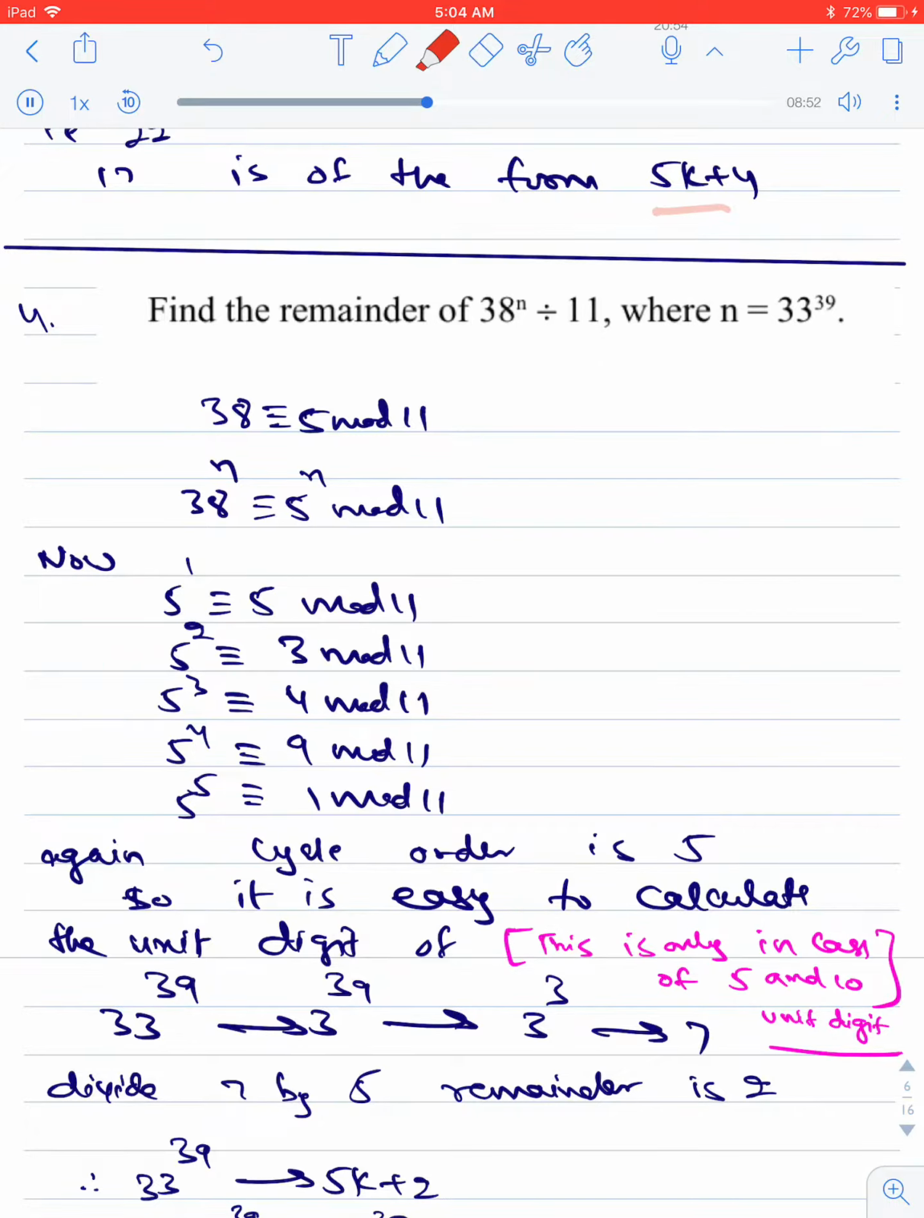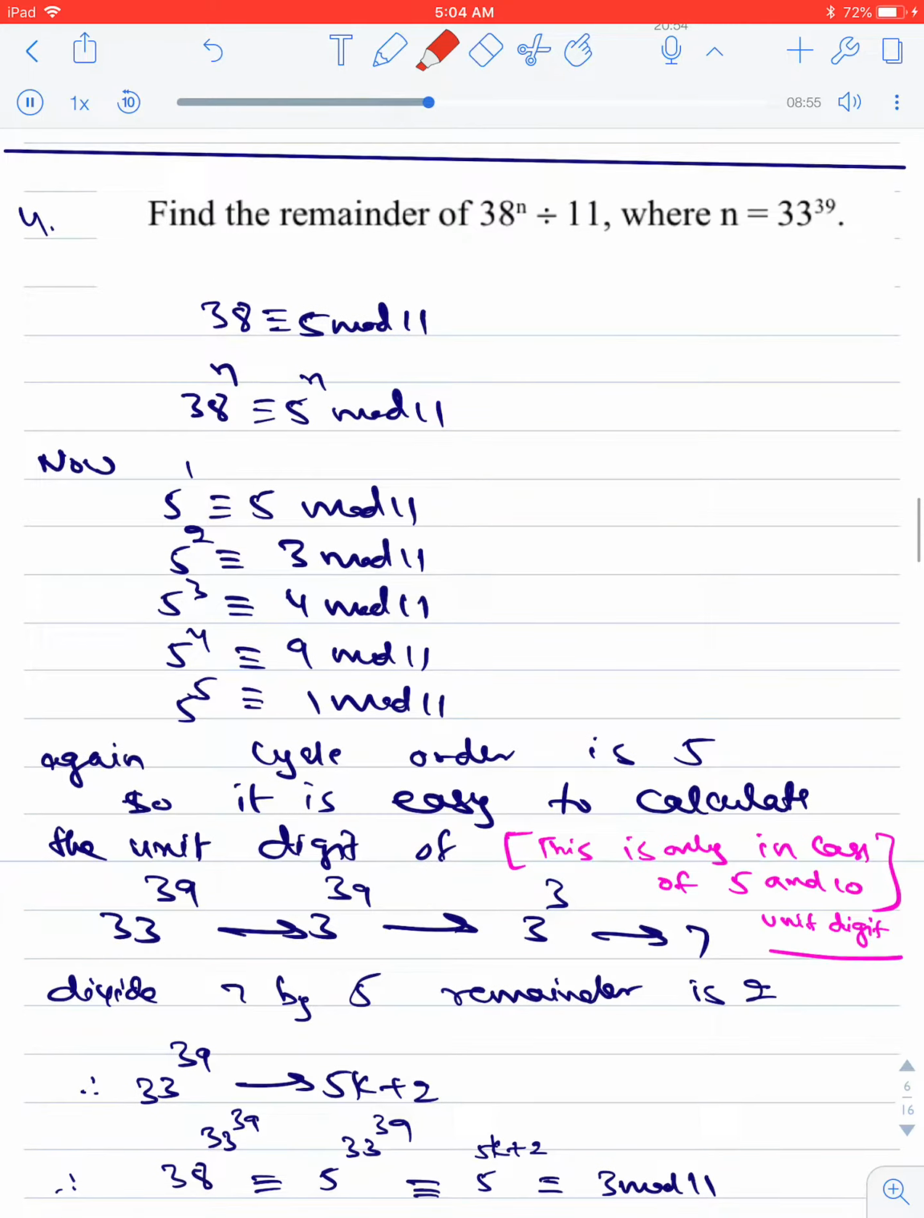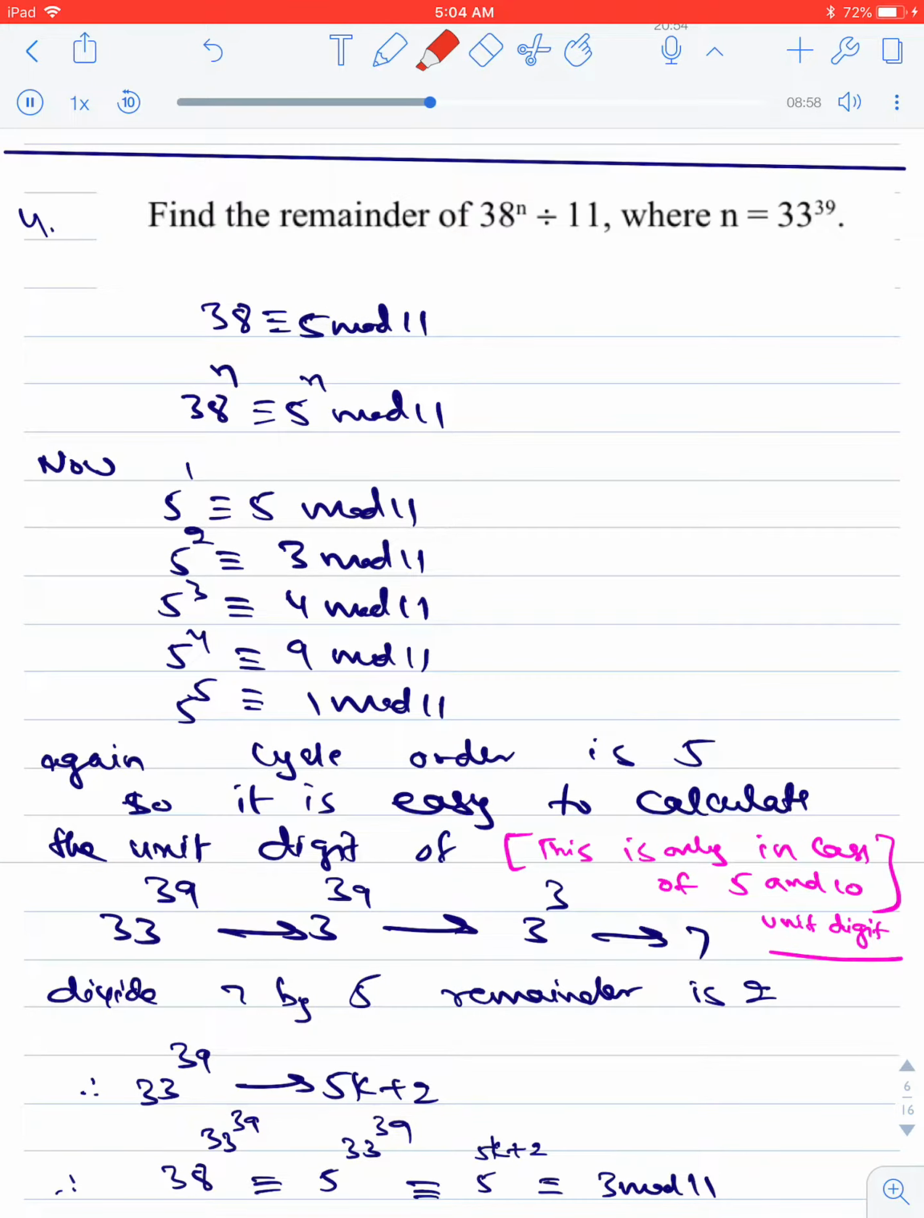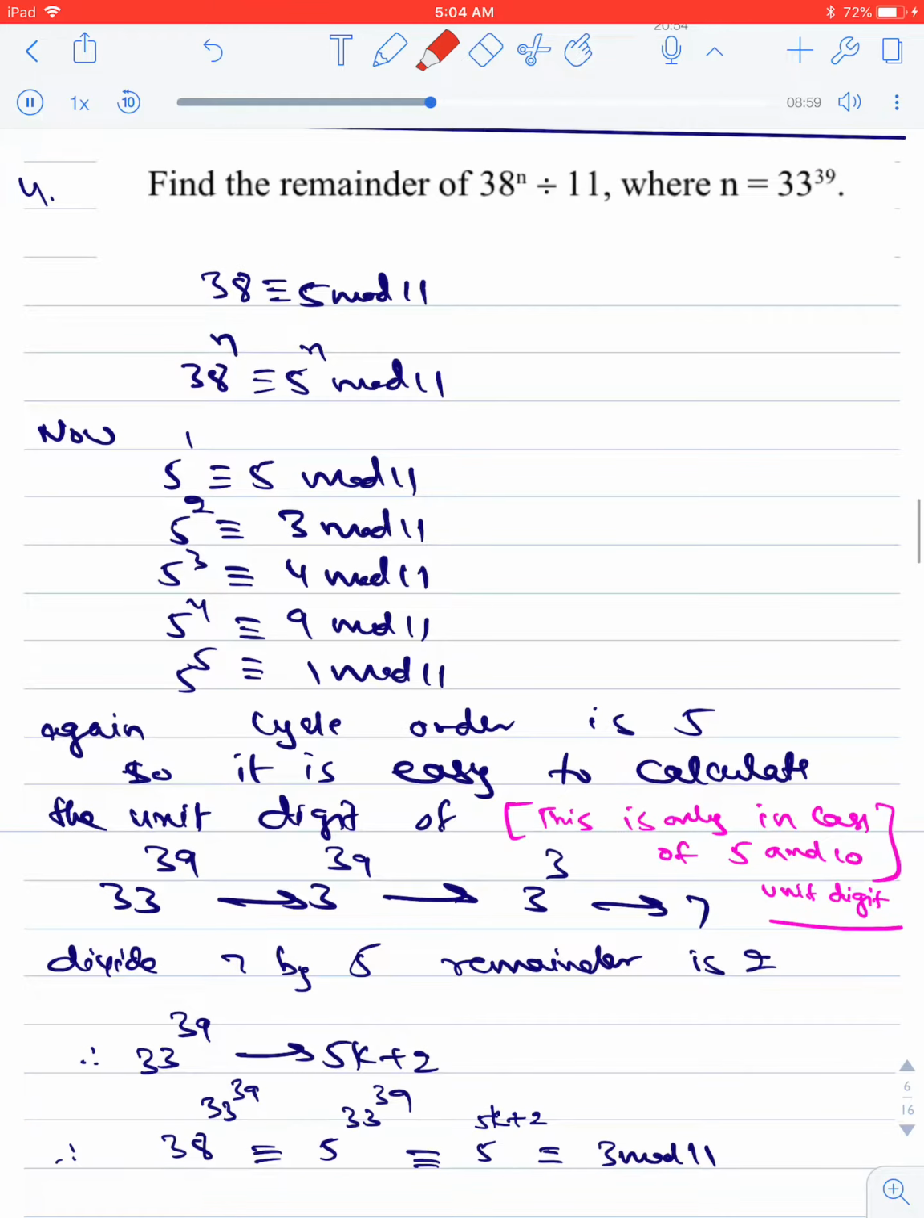So what we get here now, next question is, we have to find the remainder of 38 raised to power n when it is divided by 11, where n is equal to 33 raised to power 39. So 38 is congruent to 5 mod 11. 38 raised to power n is congruent to 5 raised to power n mod 11. Now look at the pattern of 5.